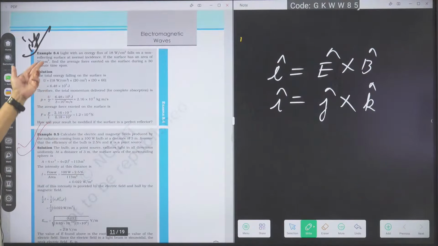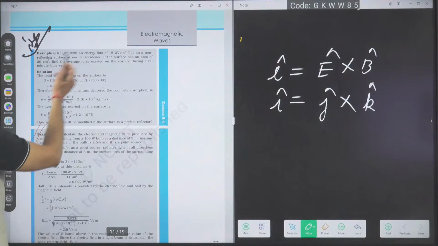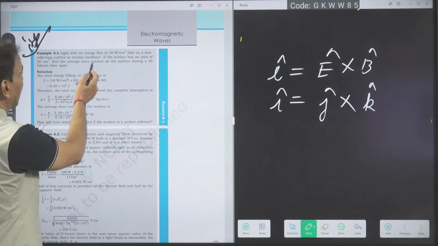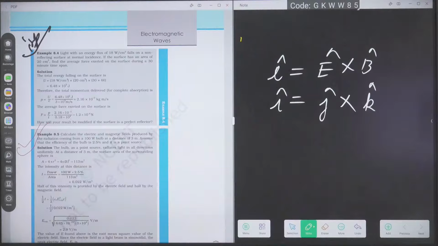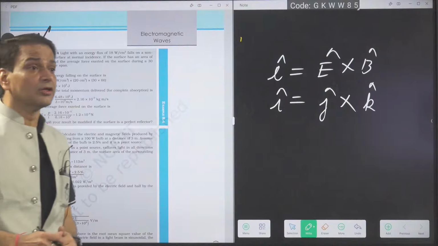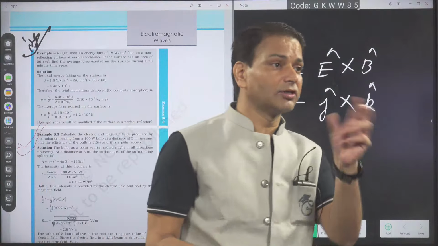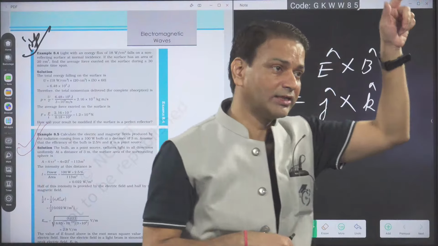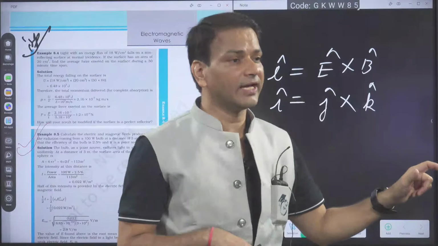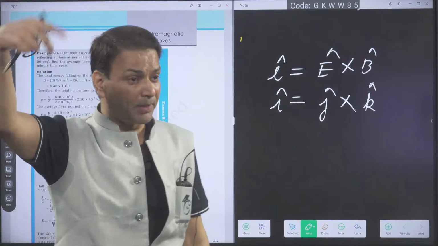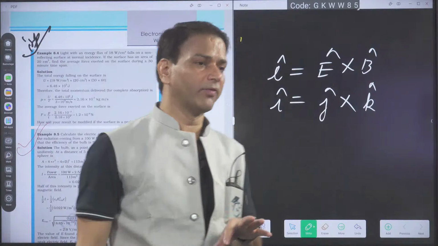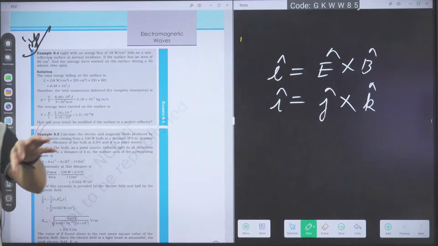Here they are asking the total momentum delivered. If the surface has an area of 20 centimeter square, find the average force exerted on the surface during a 30-minute time span. So they are asking the force. Then for the force, what we will use? Again, sequence: momentum, force, then pressure. Here, energy, power. Then for the force, we will take the power. Power is what? Intensity into area.